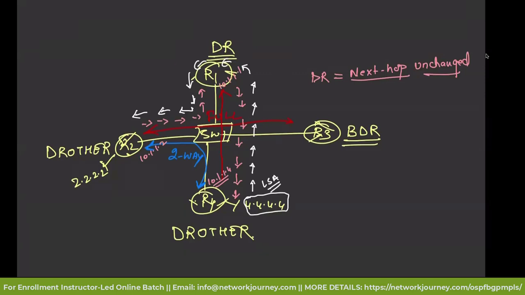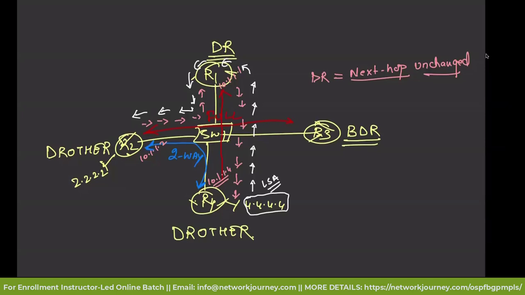LSA is going from R4 to R1, R1 to R2. No doubt. But what is going to be the next hop when it reaches R2? Dot 4. Okay, so dot 4. It is not going to be dot 1, because DR is not going to change your next hop. So now, simple routing logic, nothing to do with OSPF. R2 is going to see how it is reaching 10.1.1.4, and it's going to get that answer that it is directly reachable via switch 1.